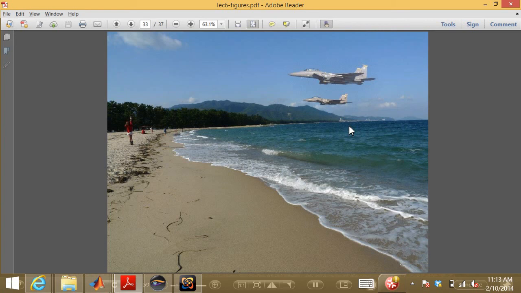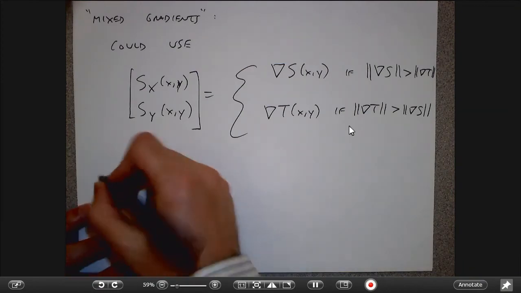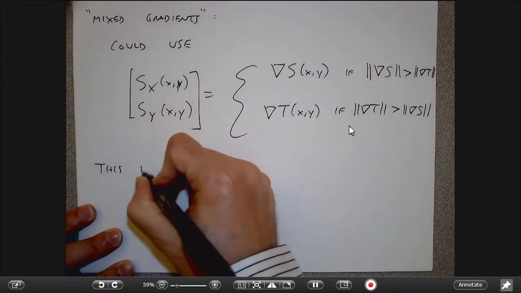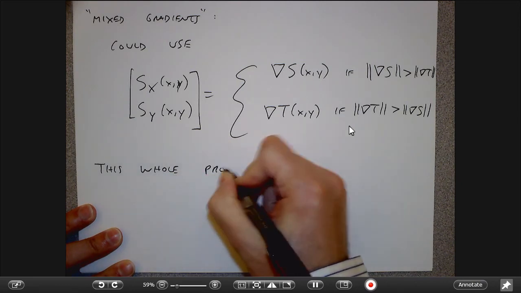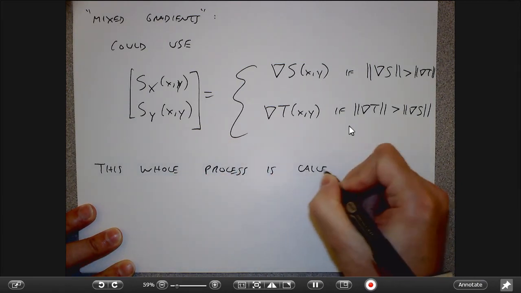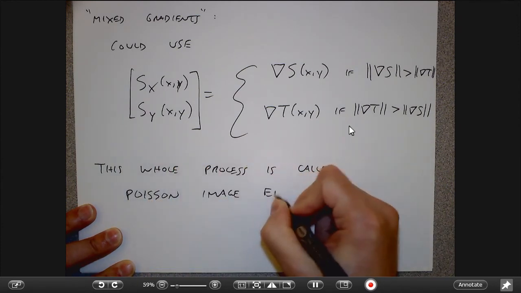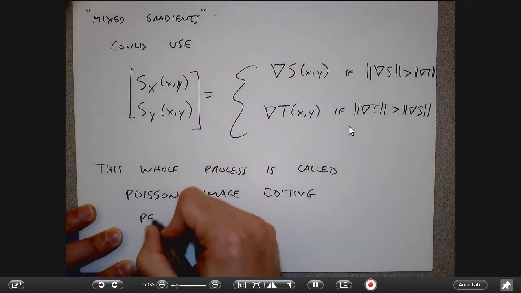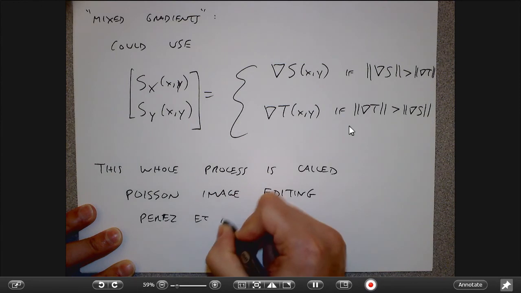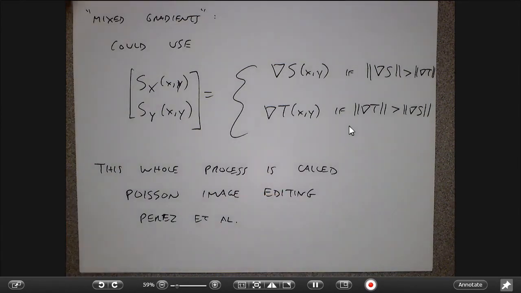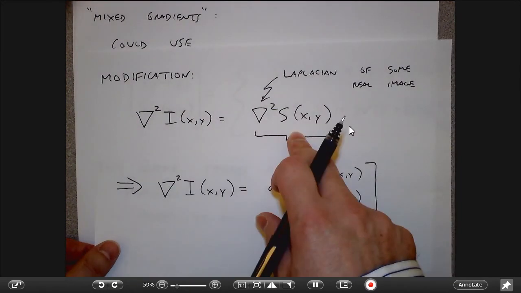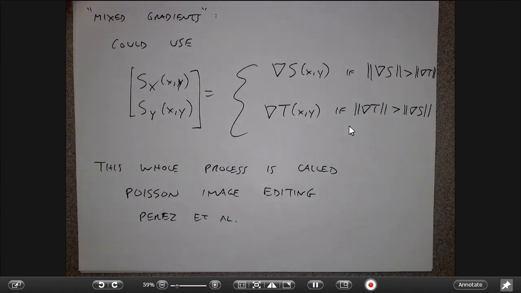So actually, if you look at the original Poisson, I guess I didn't really even say what this is called. So this whole process is called Poisson image editing. And it was an original paper by Perez. And the reason it's called Poisson image editing is that when you have equations that look like this, these are called Poisson equations, right? So the system that I'm trying to solve that came out of solving this variational calculus problem, that's called the Poisson equation.